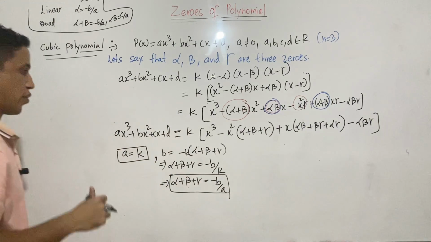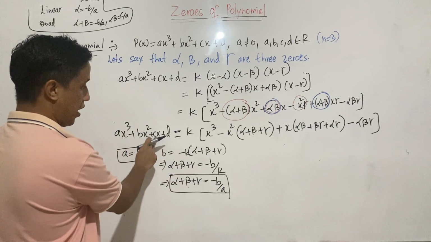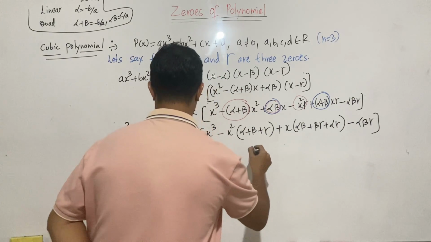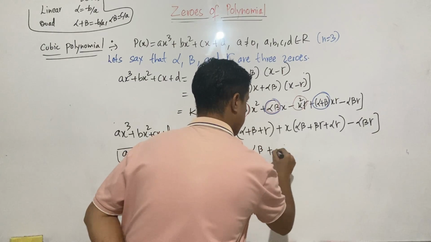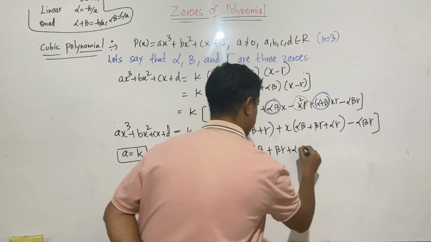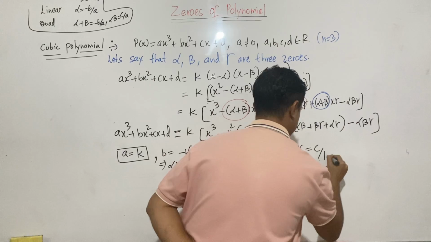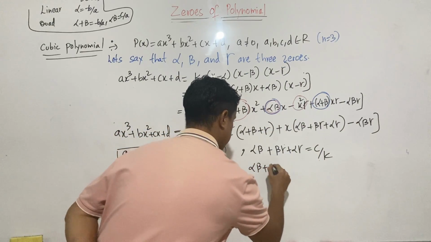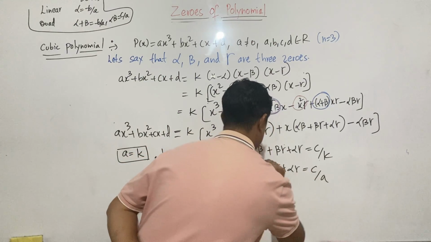I hope you agree, right? Now next, compare the like terms. So here what you will get: alpha beta plus beta gamma plus alpha gamma equal to c by k, because k is multiplied to this term. So alpha beta plus beta gamma plus alpha gamma would be c by a.